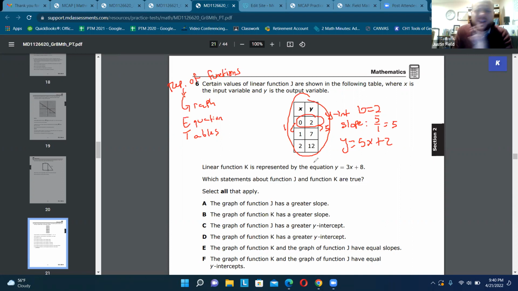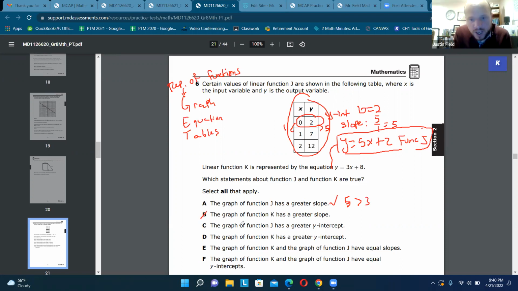Okay, now we can easily answer any question comparing them when they're in the same form. And this is function k, and this is function j. All right. So function j has a greater slope. Yes. It's 5, which is greater than the slope of 3. Function k is the greater slope.